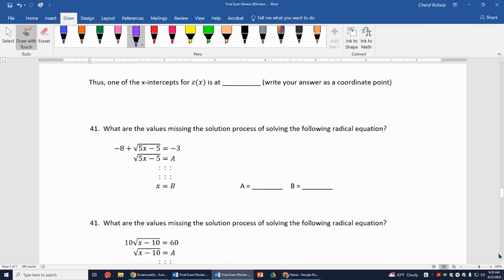What are the values missing in the solution process of solving the following radical equation? Okay, so I can see here I have the same thing except I got rid of this minus 8 on this side, which means I must have added 8 on both sides so that this cancels out, and so that a value is going to be a positive 5. Then it wants us to continue solving and find our final solution. So we are at the square root of 5x minus 5. I'm not sure where my values are going.